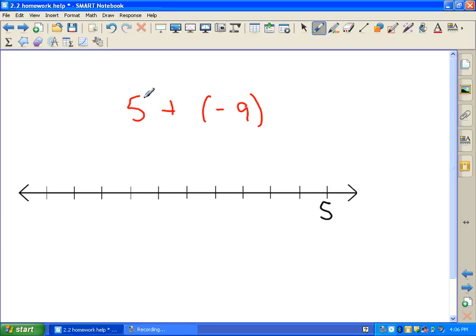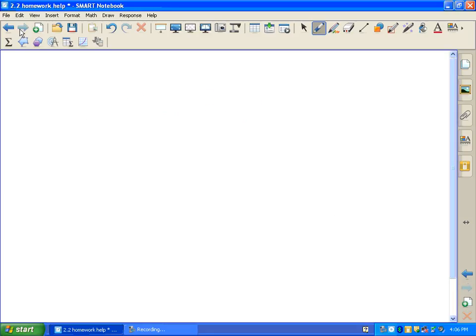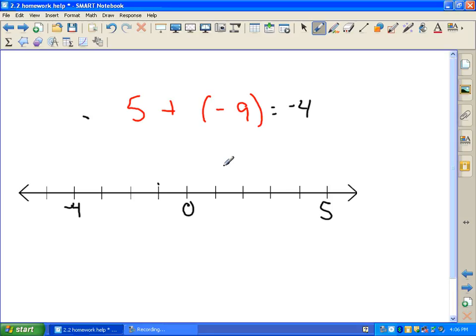Like for this one, I'm starting at 5, and then I'm moving left 9 places. 1, 2, 3, 4, 5. That would bring it back at 0. 6, 7, 8, 9. That is over at negative 4. Or I can use my rule if that makes more sense. Take the sign of the bigger one, the higher absolute value is the negative. So my answer is going to be negative. And then subtract these. And 9 minus 5 is 4. So either way, whichever one makes more sense to you, it doesn't matter to me as long as you're getting the right answer. Use your rule or use a number line.